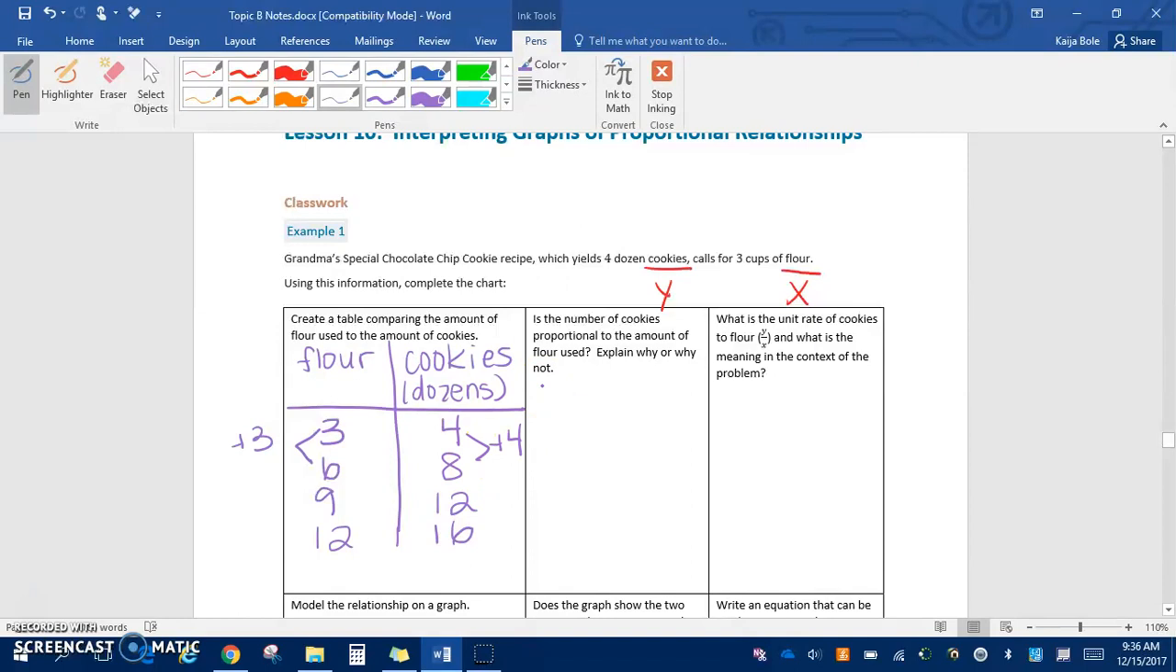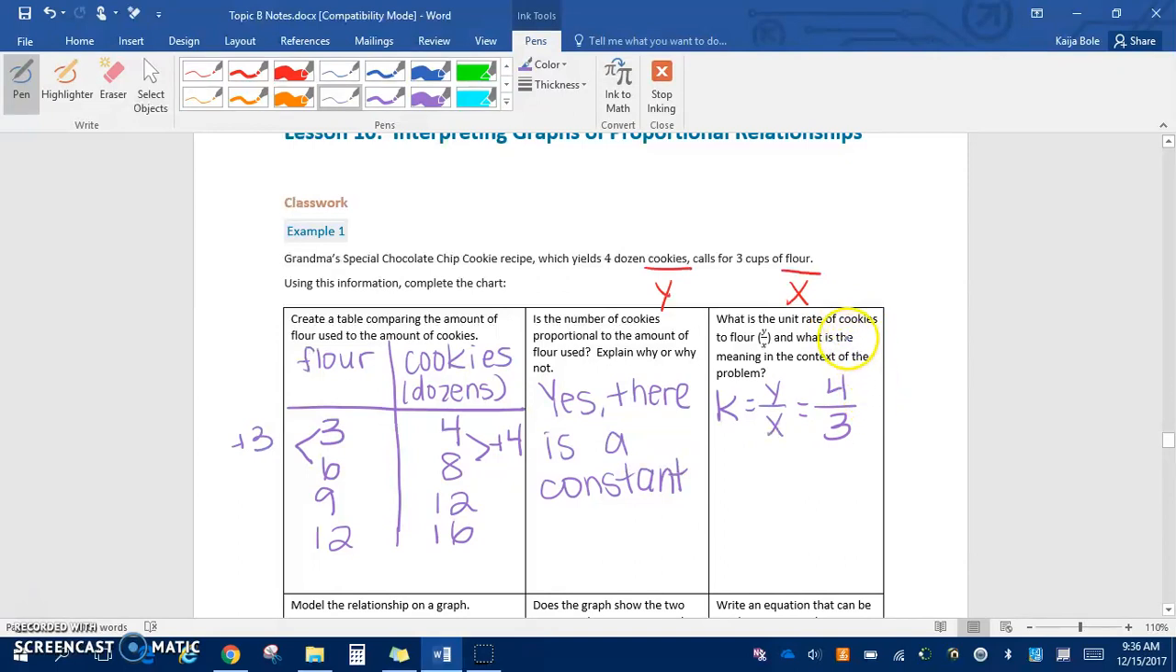Alright, and then the next box it says, is the number of cookies proportional to the amount of flour used? So we would say yes, and that's because there is a constant. Alright. The next part is asking about the unit rate of cookies to flour. And what is the meaning in the context of the problem? So unit rate, we're talking about our k value, which we know is y over x. And our y here is cookies, so it would be 4 over our x, which is flour, would be 3.